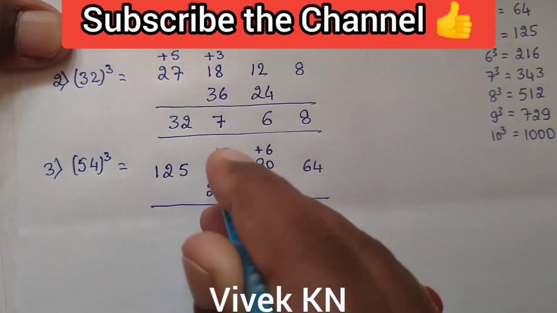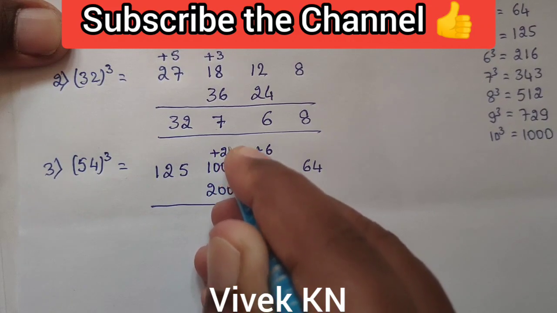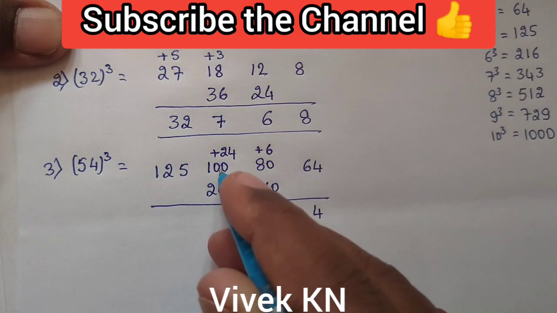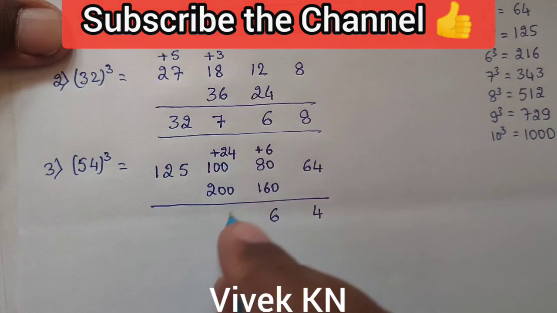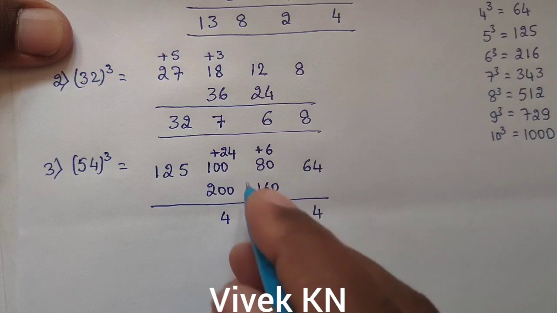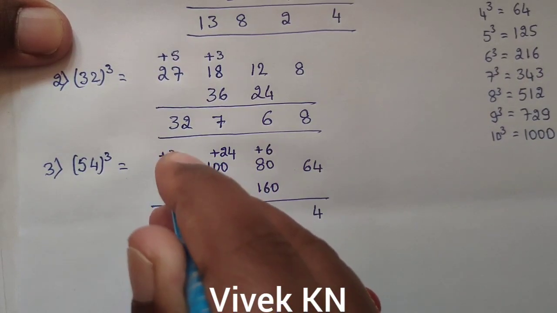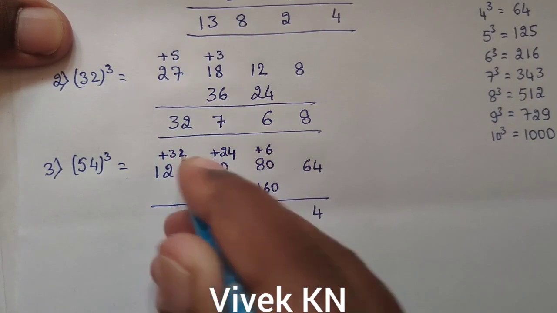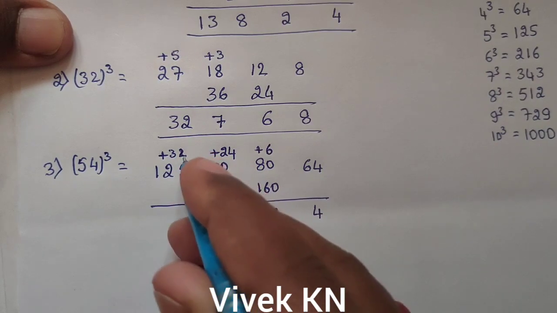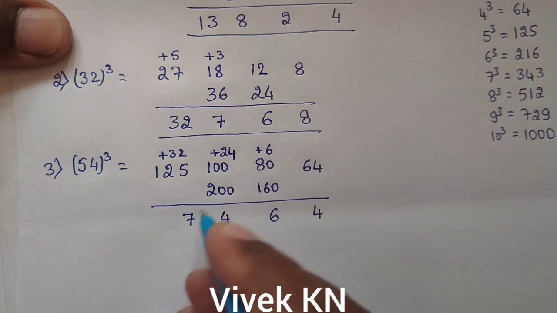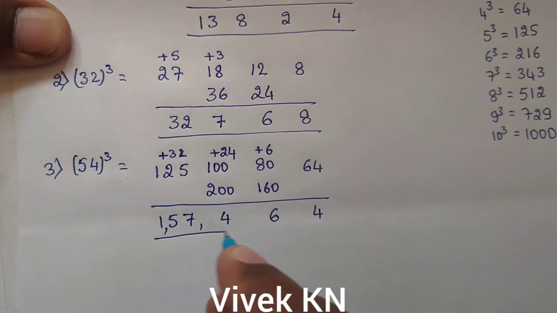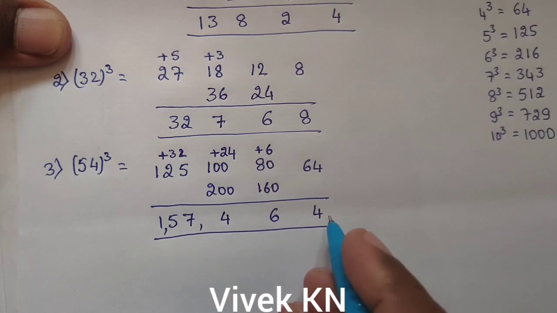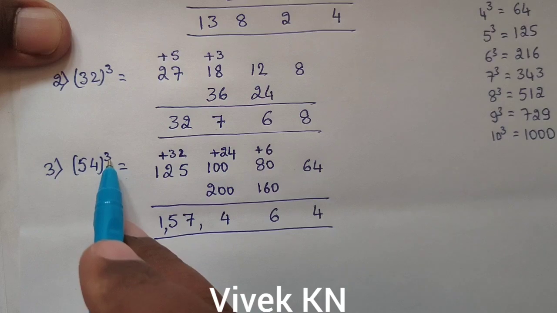Write 6 here and take 24 as carry. 200 plus 100 is 300. 300 plus 24 is 324. So write 4 here and take 32 as carry. Now 125 plus 32. 2 plus 5 is 7. 3 plus 2 is 5. 1 as it is. That is 157,464 is the answer for 54 whole cube.